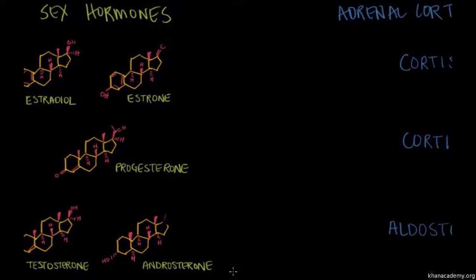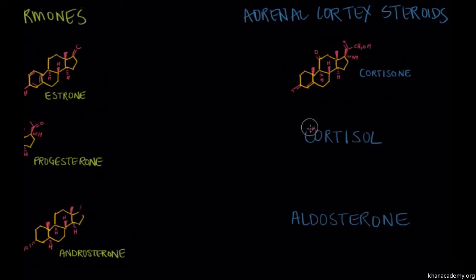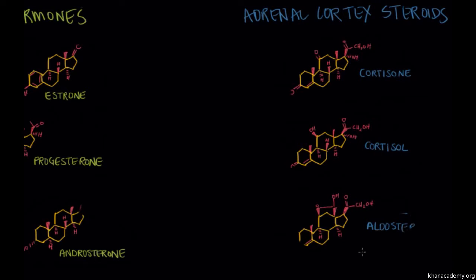And then moving over to the adrenal cortex steroids, we had cortisone and cortisol, and those are the body's stress hormones, and so they have a lot of effects from anti-inflammatory to increasing carbohydrate metabolism. And then we also have aldosterone. And aldosterone is one of the main hormones that regulates our body's blood pressure and the fluid volume.